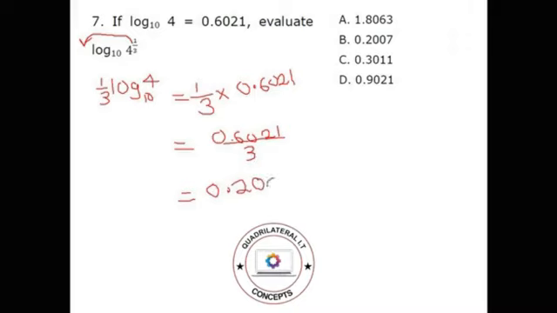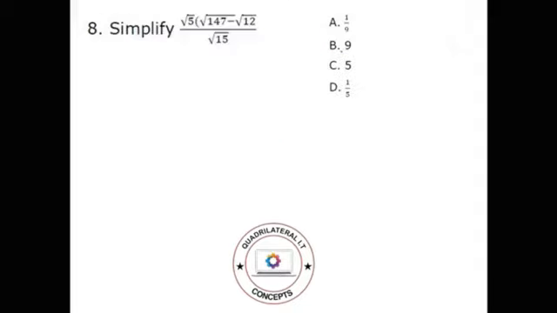So 3 in 0, that is 0. 3 in 6, that is 2. 3 in 0, that is 0 now. Then 3 in 2, that's impossible, so you write 0 again. Then 3 in 21, that is 7. So our answer is 0.2007, and that is option B.